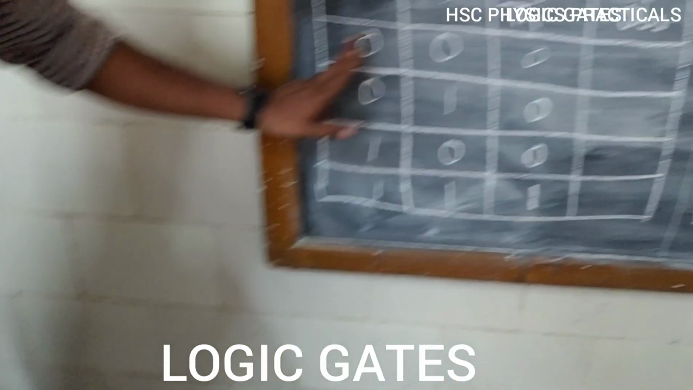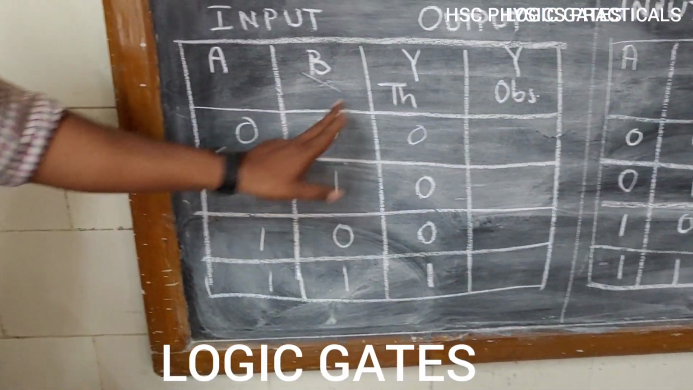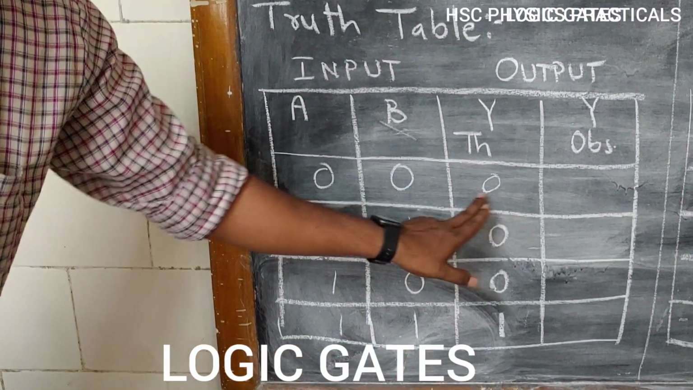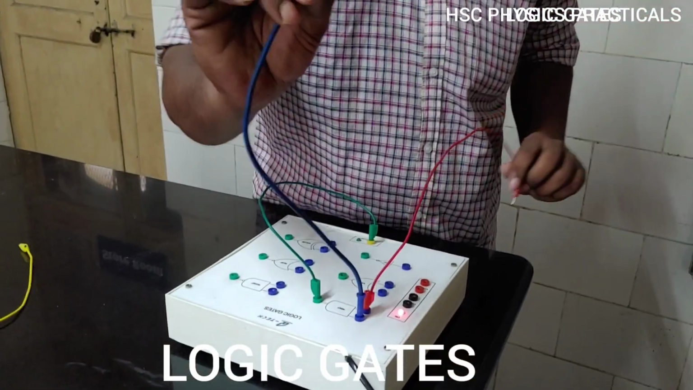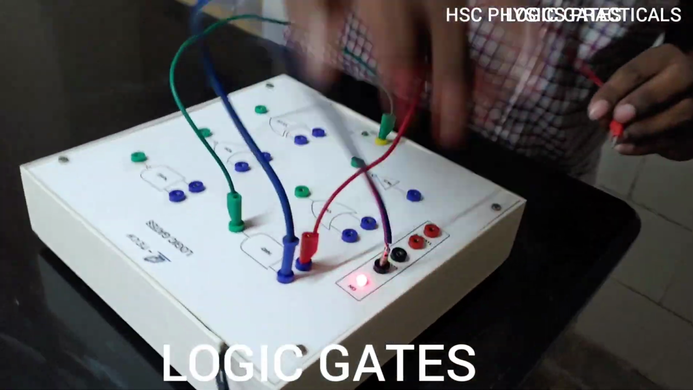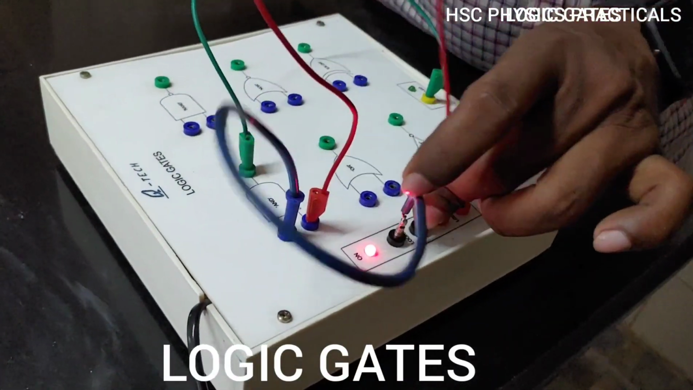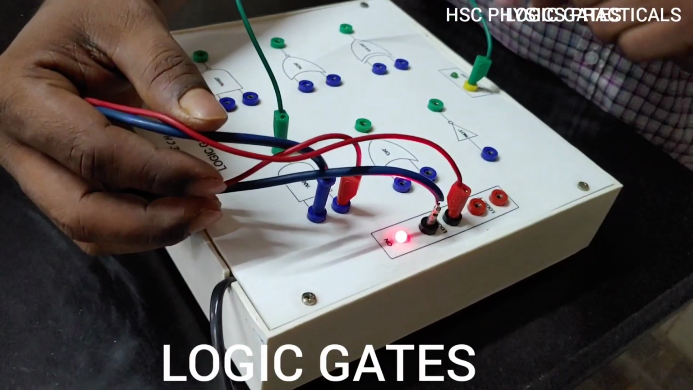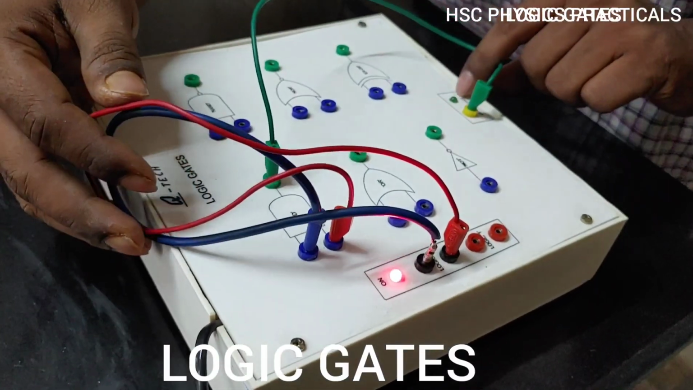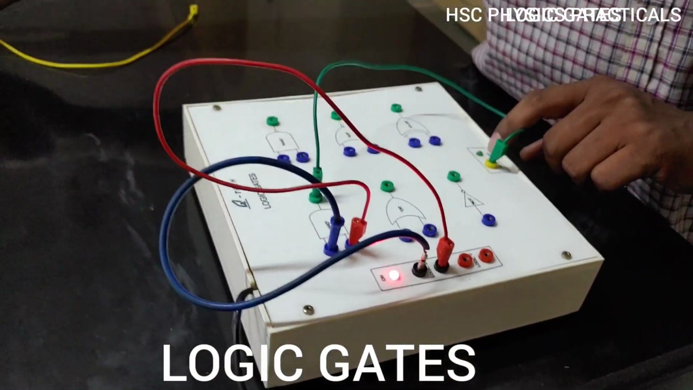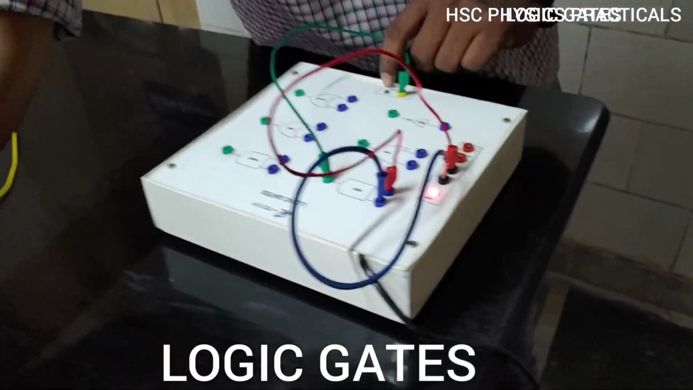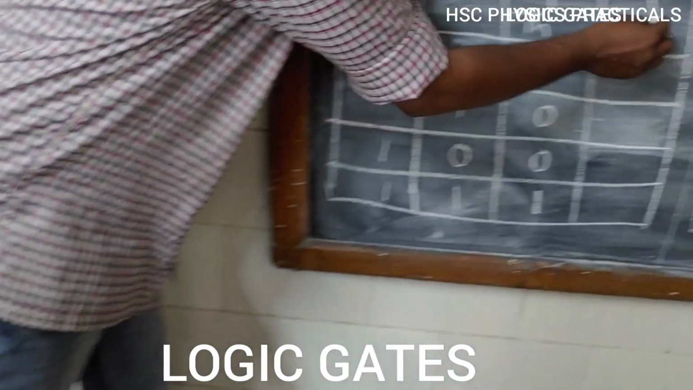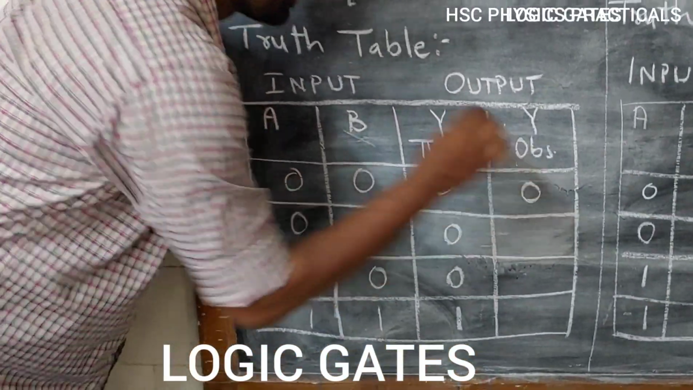So let's start with the first. The first input is 0 and 0. Theoretically the value should be 0. So let's see this. We will connect A and B both. A is connected with the 0. B is also connected with the 0. You can see it is connected with the 0 and the output is 0. So we can write that 0 into 0 is 0. So observed value is also 0.